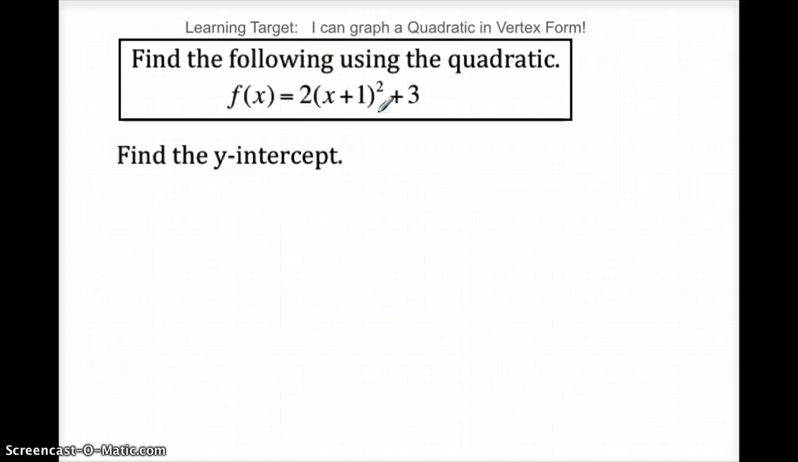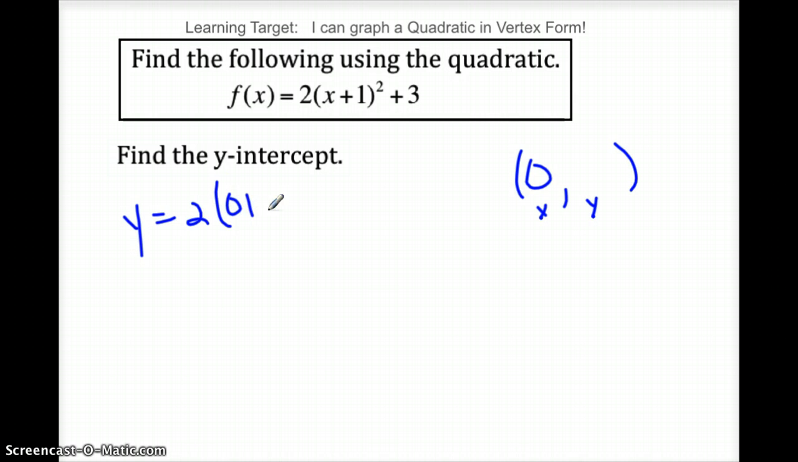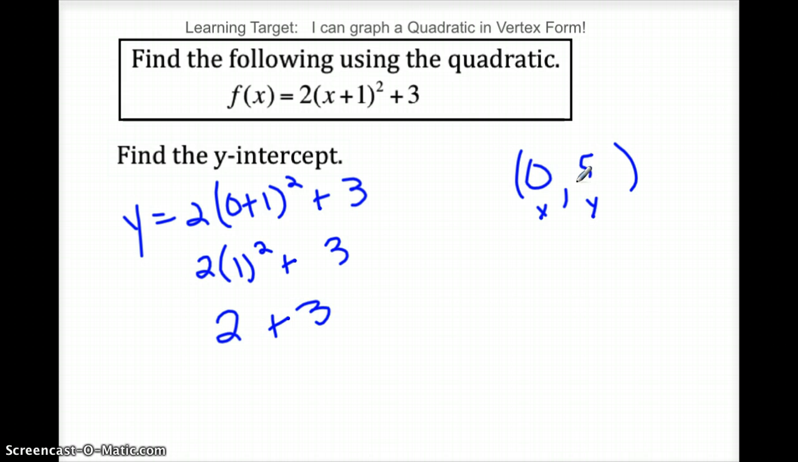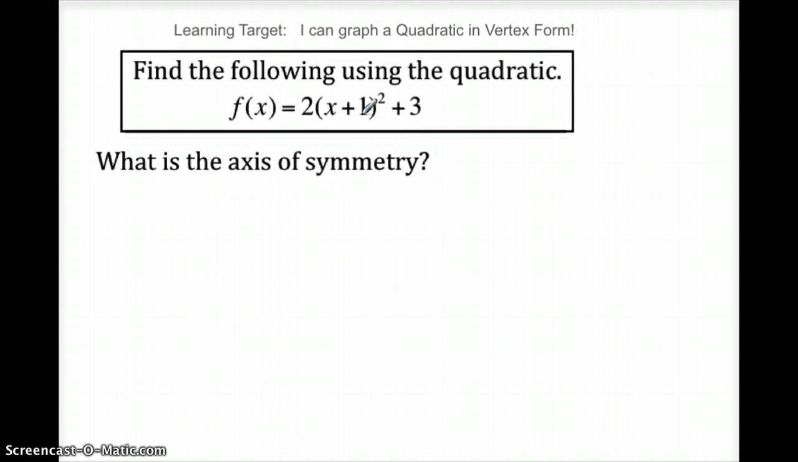The y-intercept, I know that x is 0, so I use that to find the y value. And so 0 plus 1 is 1, so I'm really looking at 1 squared. I do the exponent first because of PEMDAS. 1 squared is 1. Then I times that by a 2. So I get 2 plus 3. So my y value is a 5. My axis of symmetry, I just steal from the vertex the x number. And that was -1.